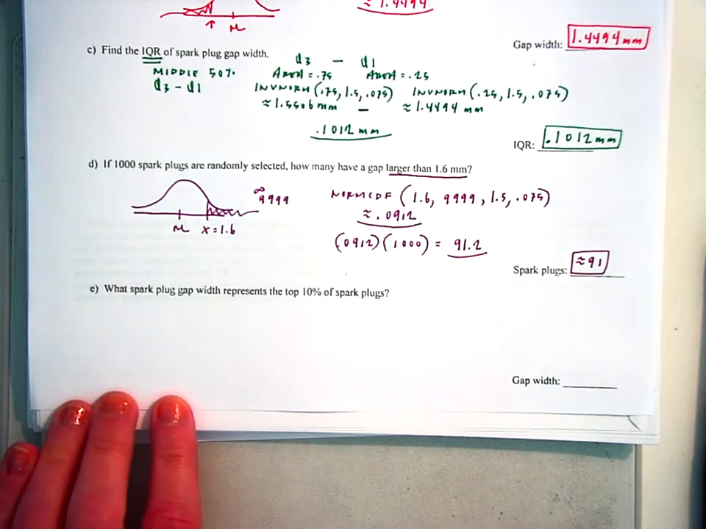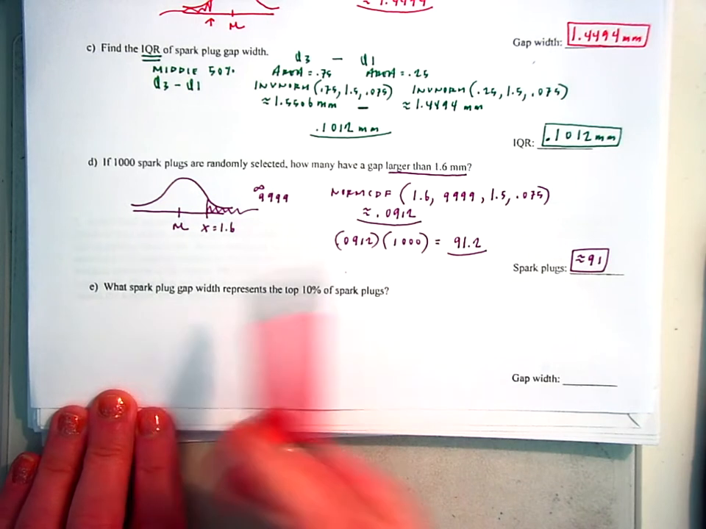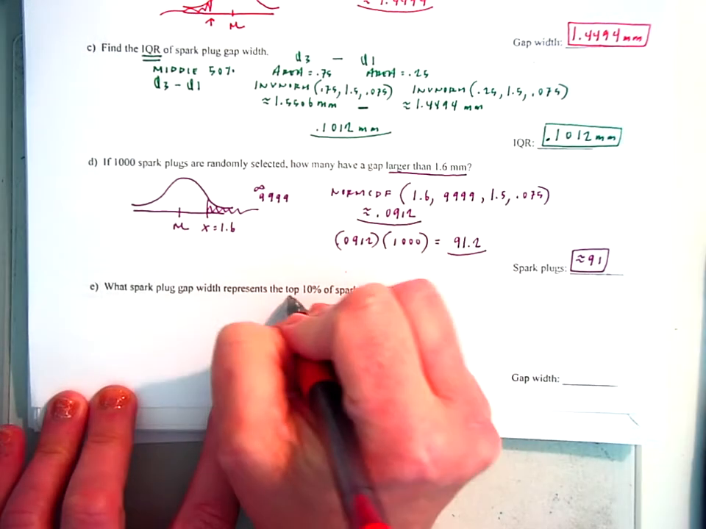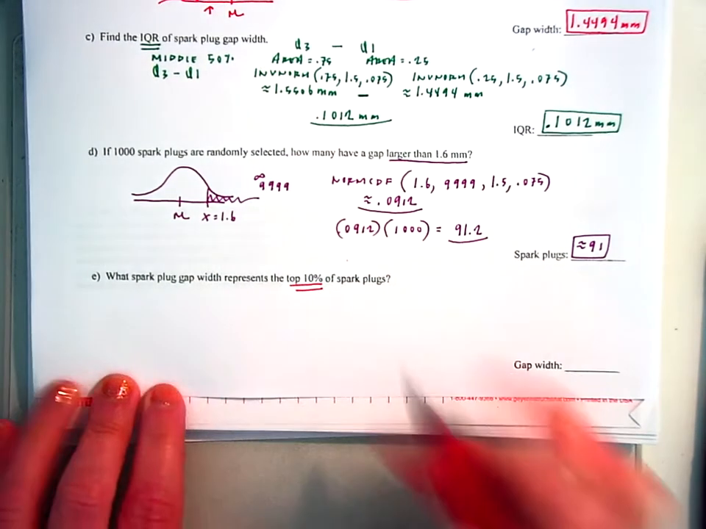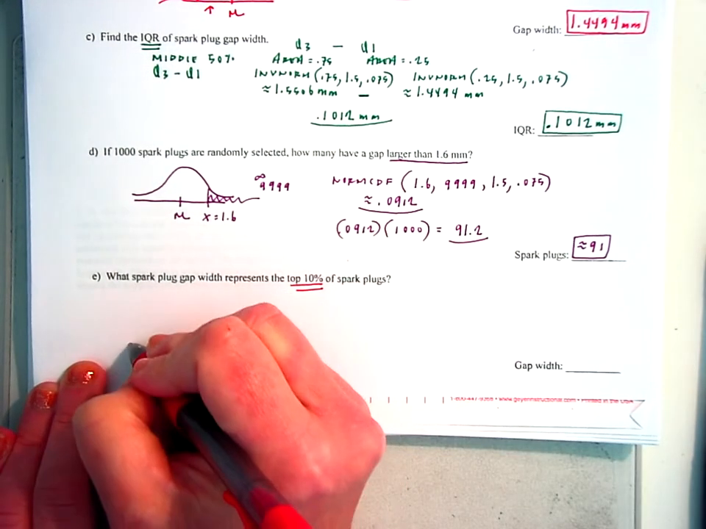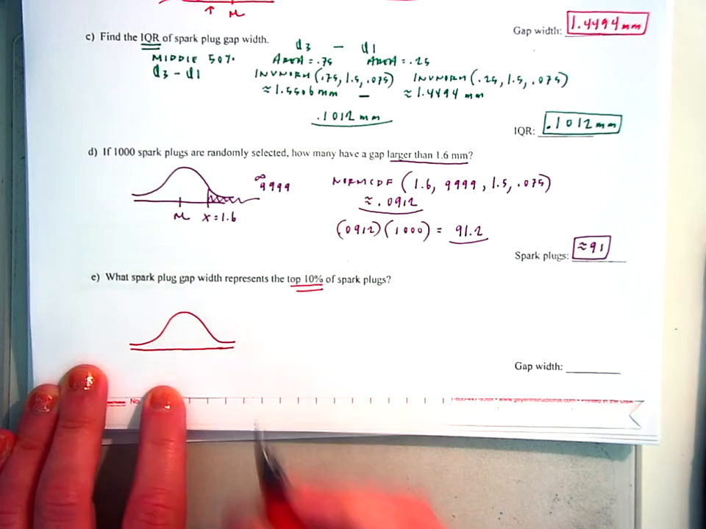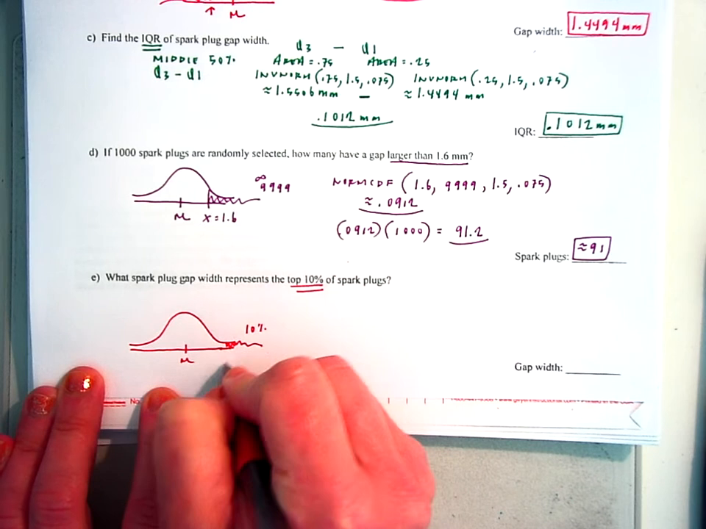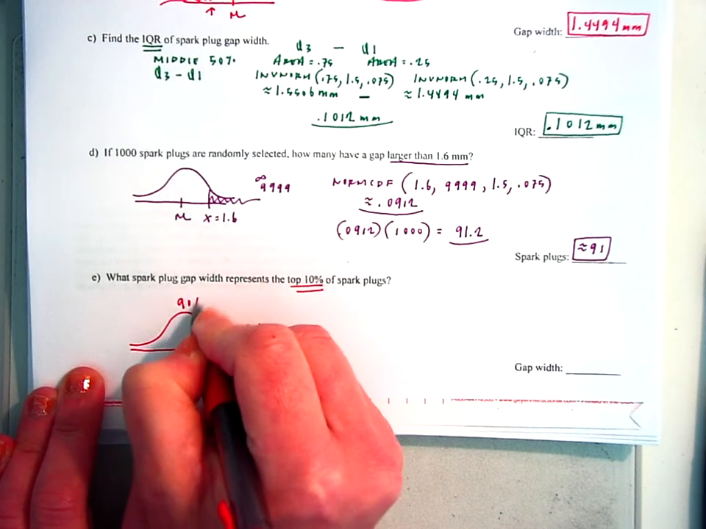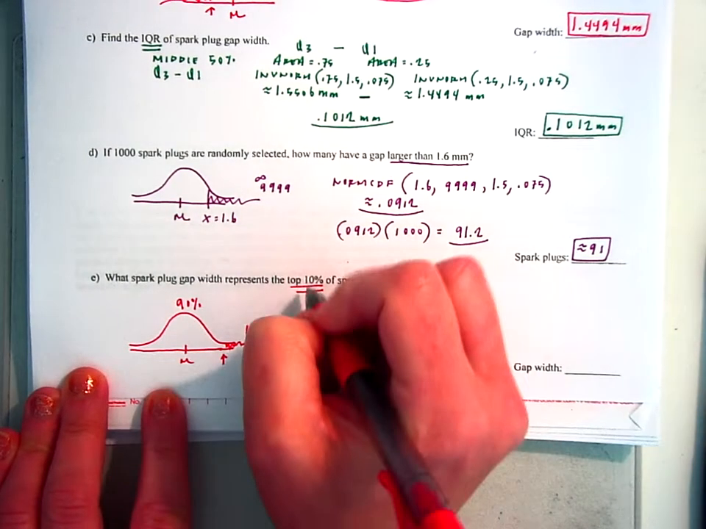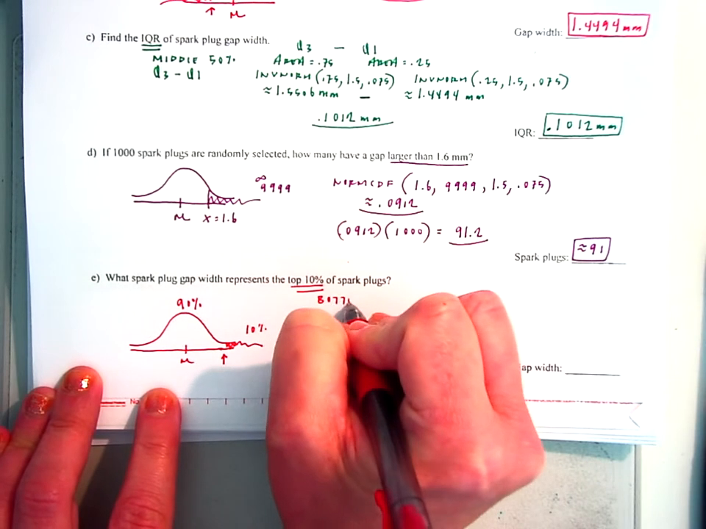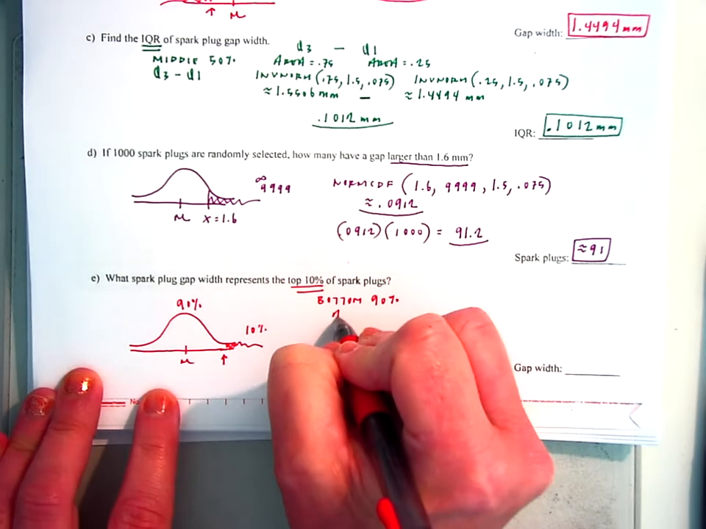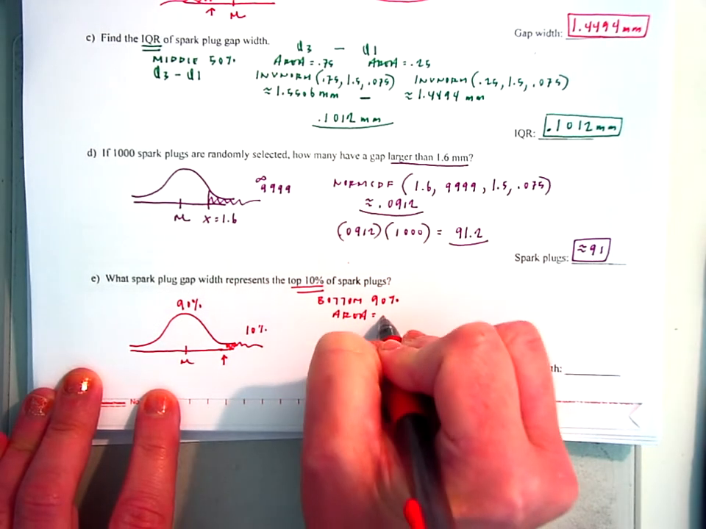Okay, and then one last variation right here. What spark plug gap width represents the top 10% of spark plugs? So top 10%, we know, okay, got to convert that. Think of it as the bottom 90. So here is my mean. Here is that top 10% right there. But I have to think of it as what's below. So that's the bottom 90. So top 10 is really bottom 90. I always have to think about it as the below. So I know that that means that the area below would be 0.9.